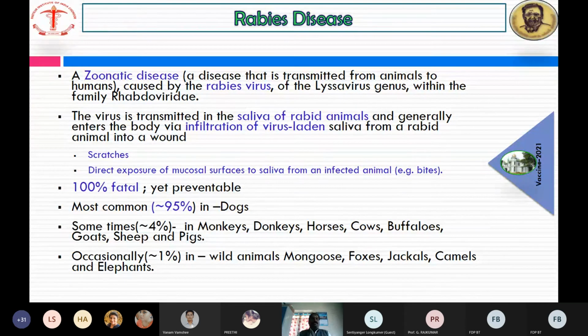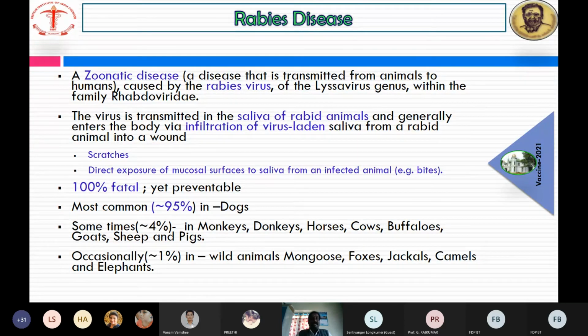So what is rabies? It is a zoonotic disease that is transmitted from animals to humans, caused by the rabies virus. It's a Lyssavirus within the family Rhabdoviridae. This virus is transmitted through the saliva of rabid animals and generally enters the body via infiltration of virus-laden saliva from the rabid animal into a wound, like a scratch, or direct exposure of mucosal surfaces to saliva from an infected animal. And it is 100% fatal.